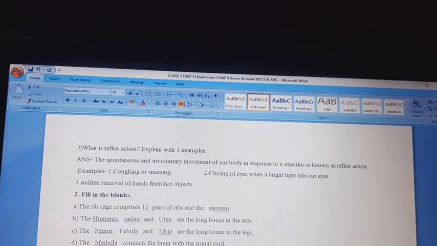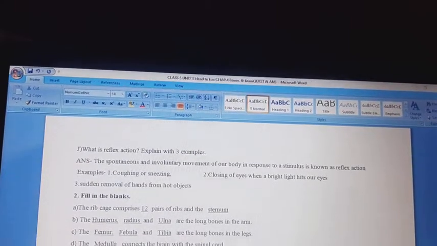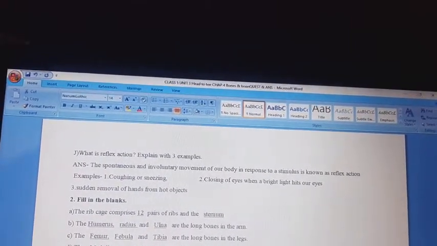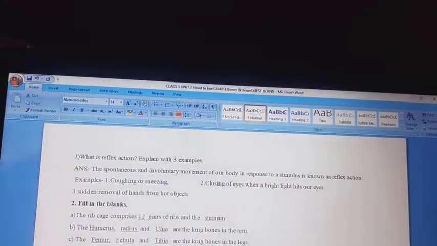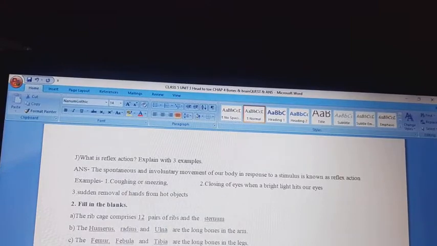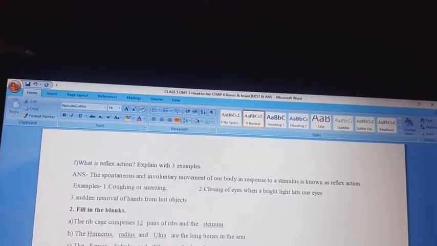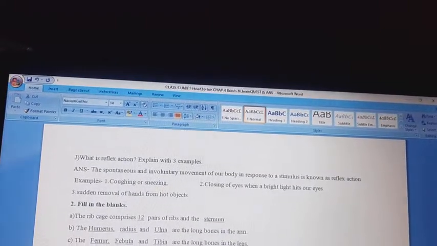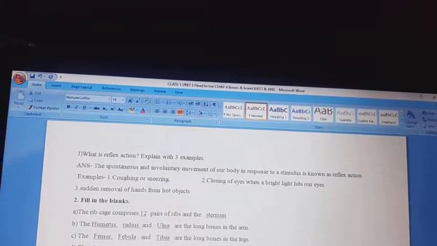E. The dash and dash protect our eyes from injury. The eyelids and eyelashes protect our eyes from injury. F. Bones move with the help of dash. Bones move with the help of joints.